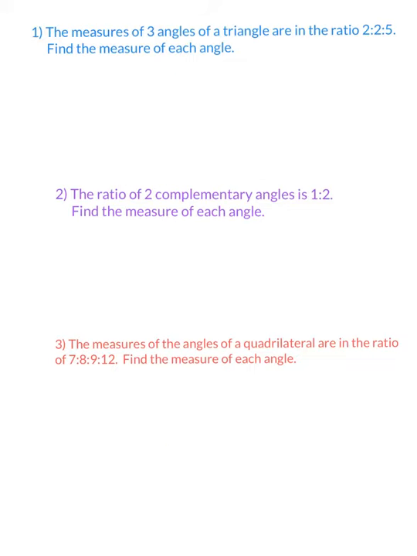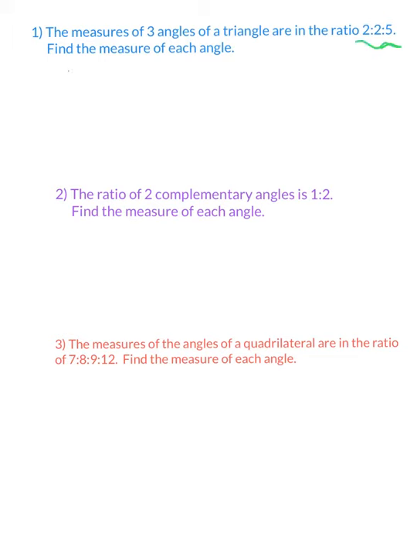In looking at number 1, it says the measures of three angles of a triangle are in the ratio 2 to 2 to 5. Find the measure of each angle. Well, we need to realize that the sum of the angles of a triangle are 180, so that's certainly going to help us. And we don't know the measurements. We just know that they're in this ratio, so we're going to use that piece of information.